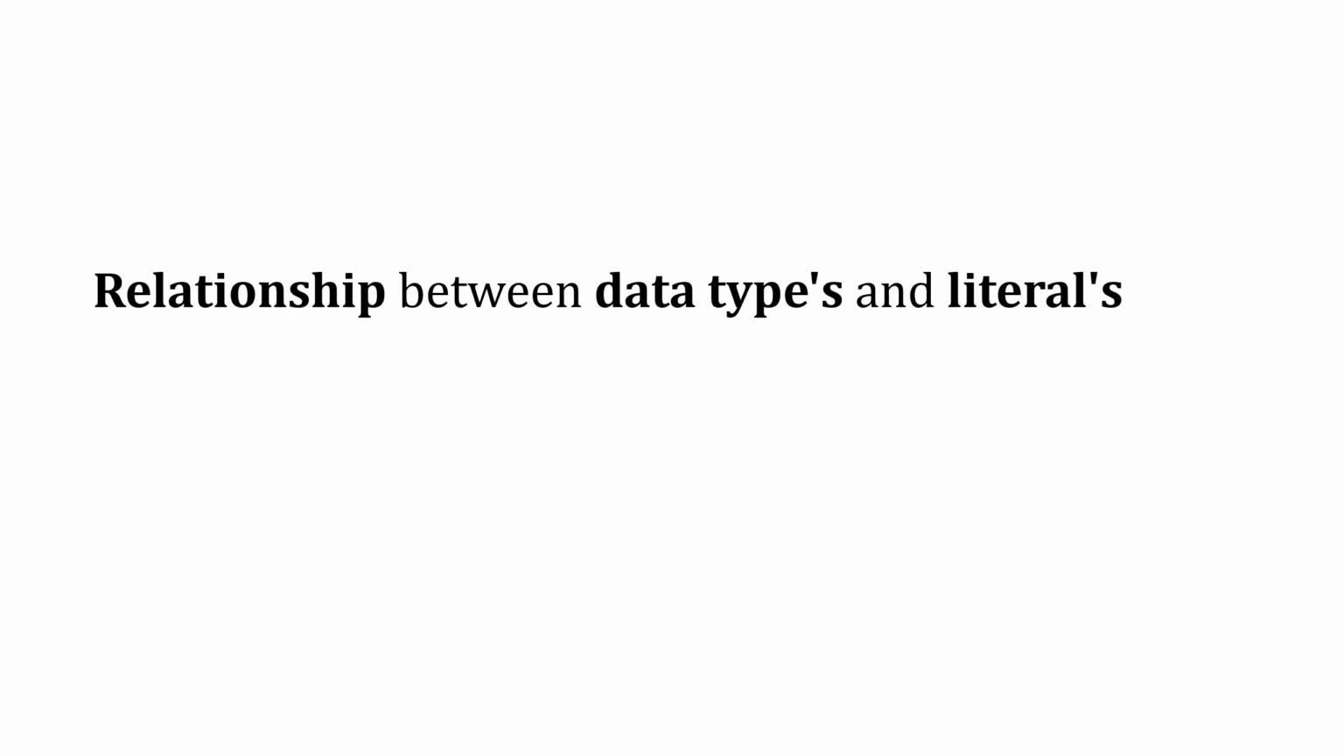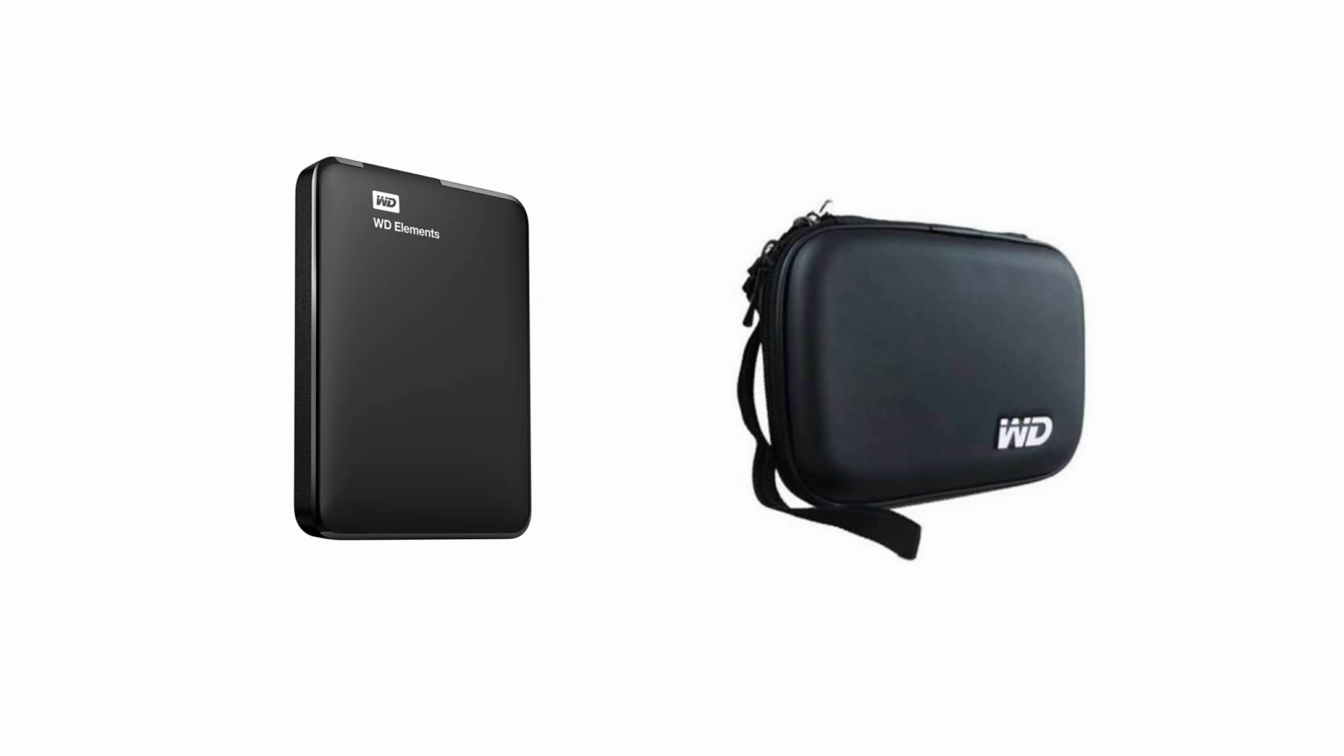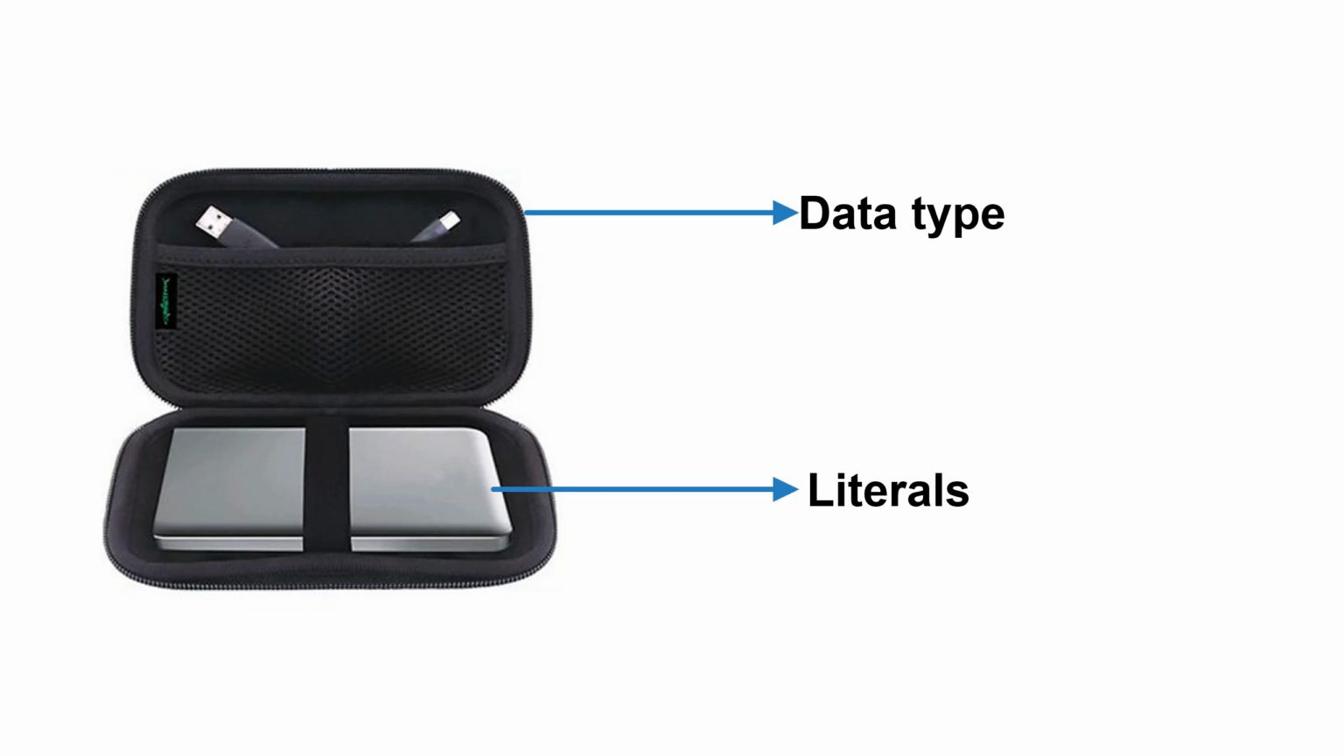The relationship between data type and literal can be easily addressed by using a simple example: a hard disk and a hard disk cover. After placing the hard disk inside the cover, we can say that the cover acts as a data type and the hard disk acts as a literal. So we can easily conclude that the container which stores is what we call a data type, and the element which is stored inside the container is what we call a literal.